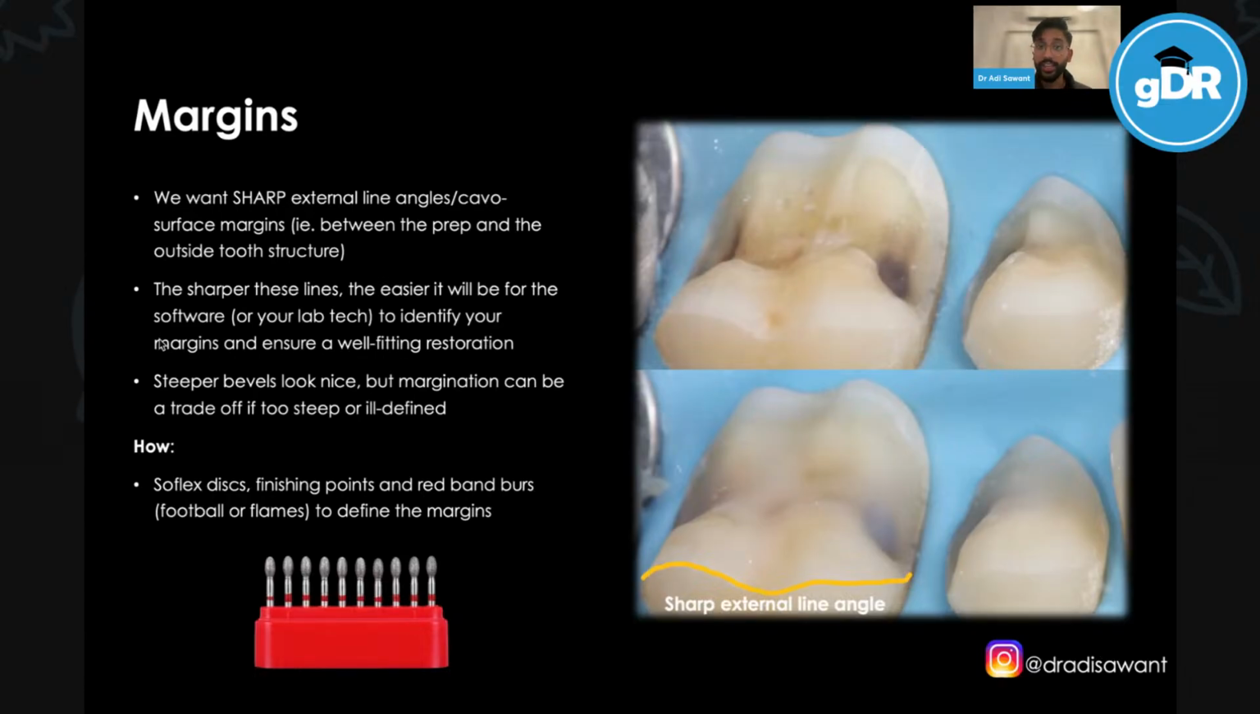How do we get this sharp external line angle? Football burrs, discs, even just holding a straight burr along the side and going across at the end works really well.